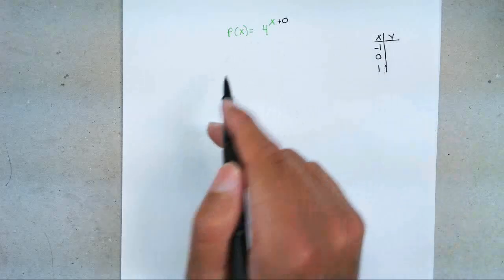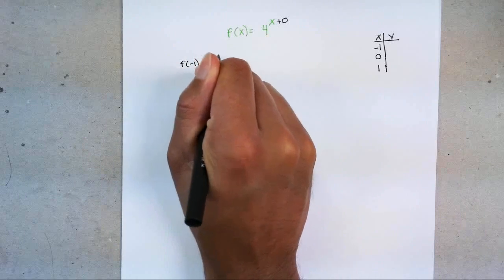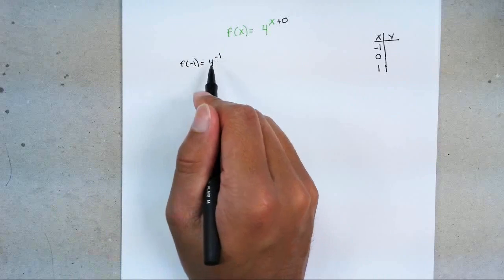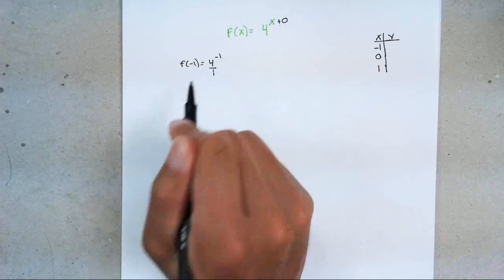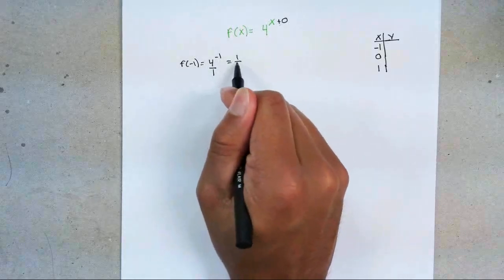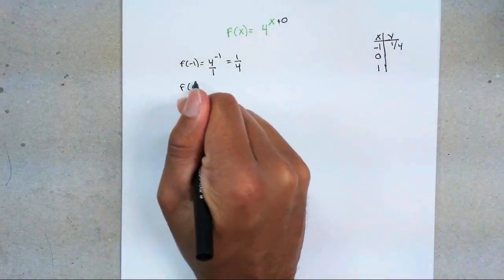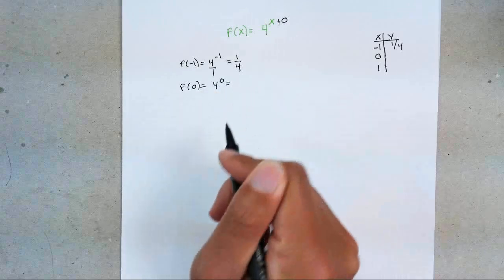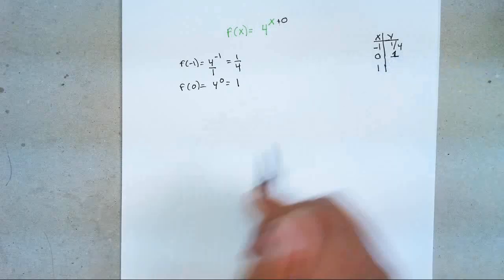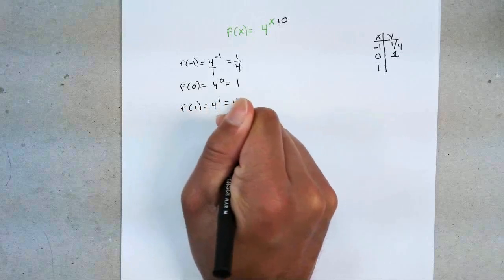Now once you have this, we'll just plug it in. So when you plug in -1, you get 4 to the -1. What you have to memorize is anytime you have 4 to the -1, meaning anything to the -1 power, make this a fraction. The reason why you want to make this a fraction is because the negative exponent just flips this. So this becomes 1/4. So now at -1, it's 1/4. Then plug in 0, f of 0, 4 to the 0, and anything to the 0 is always 1. And then lastly, plug in 1, and you're going to get 4 to the 1, which is just 4.